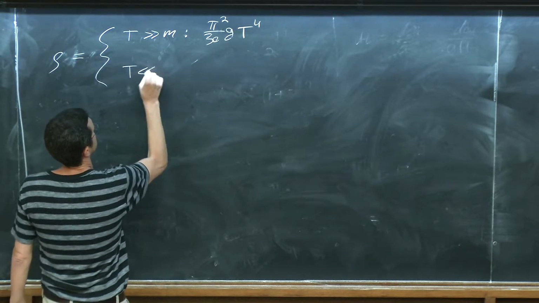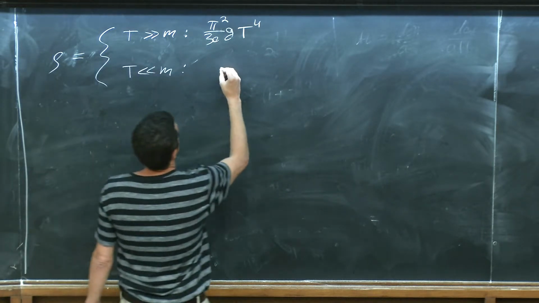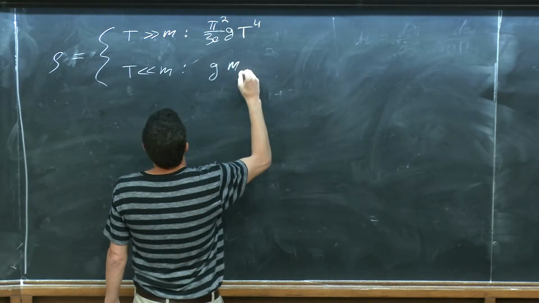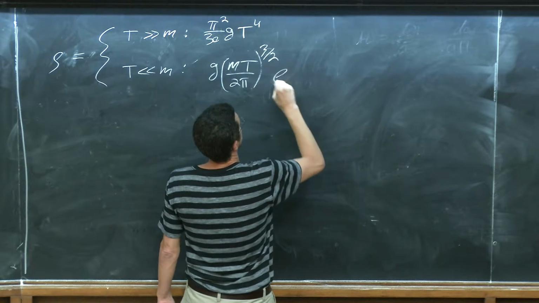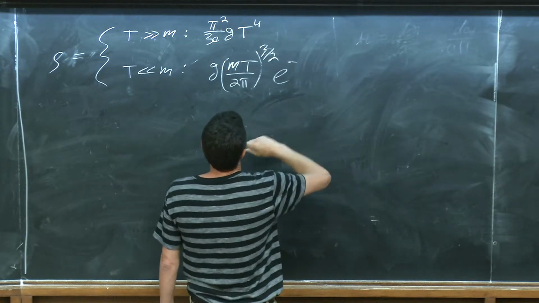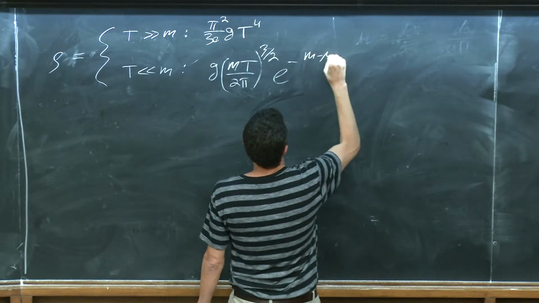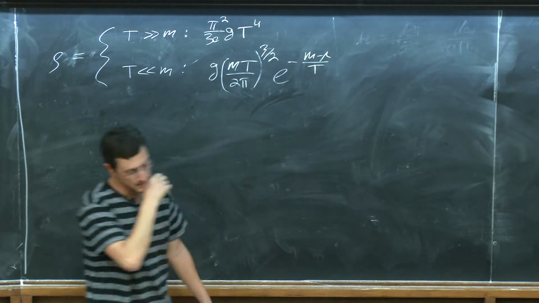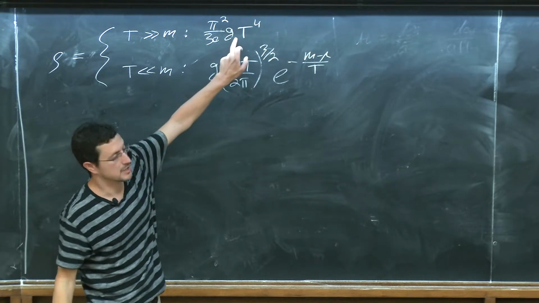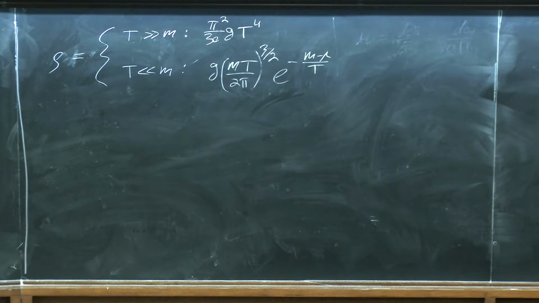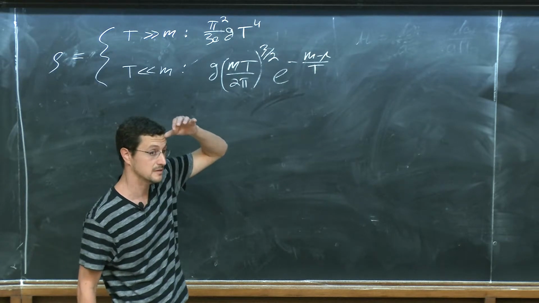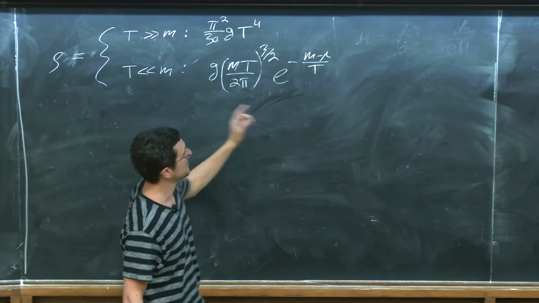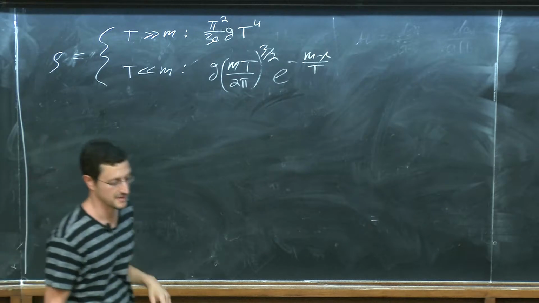And when T is much, much smaller than m, then it is g times (mT over 2 pi) to the 3/2 e to the minus (m minus mu) over T. I've ignored the correction from a chemical potential here, assuming that it is small, but it is easy to compute the correction from a chemical potential in the relativistic case. It will not matter to us ever, but in the non-relativistic case, this chemical potential will matter to us, in fact.